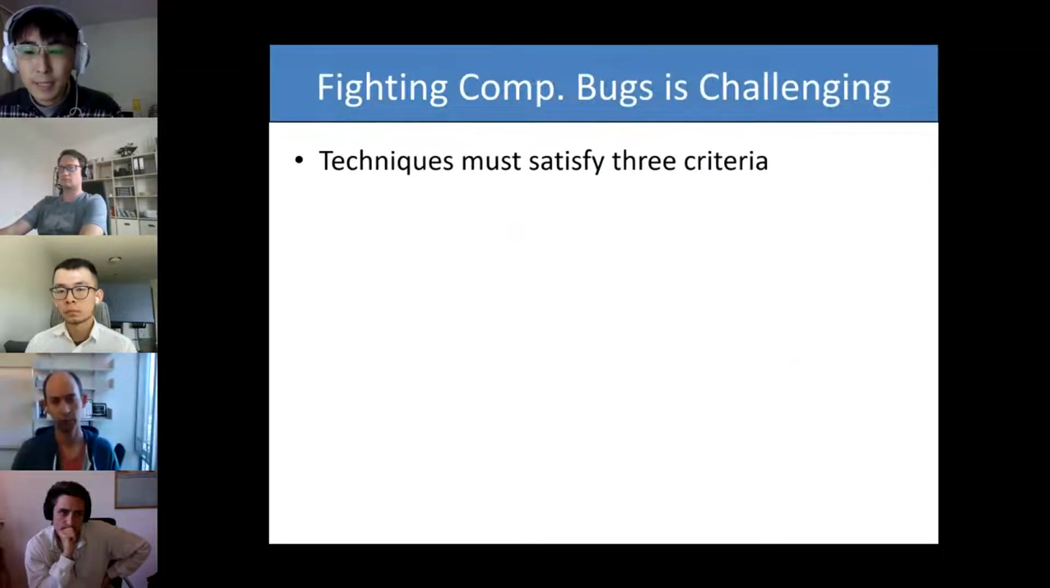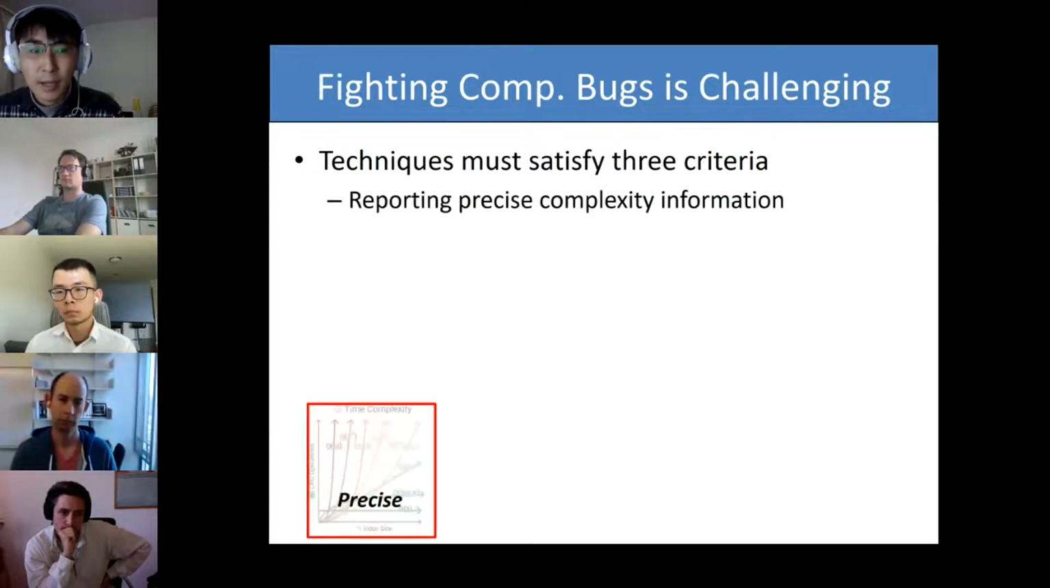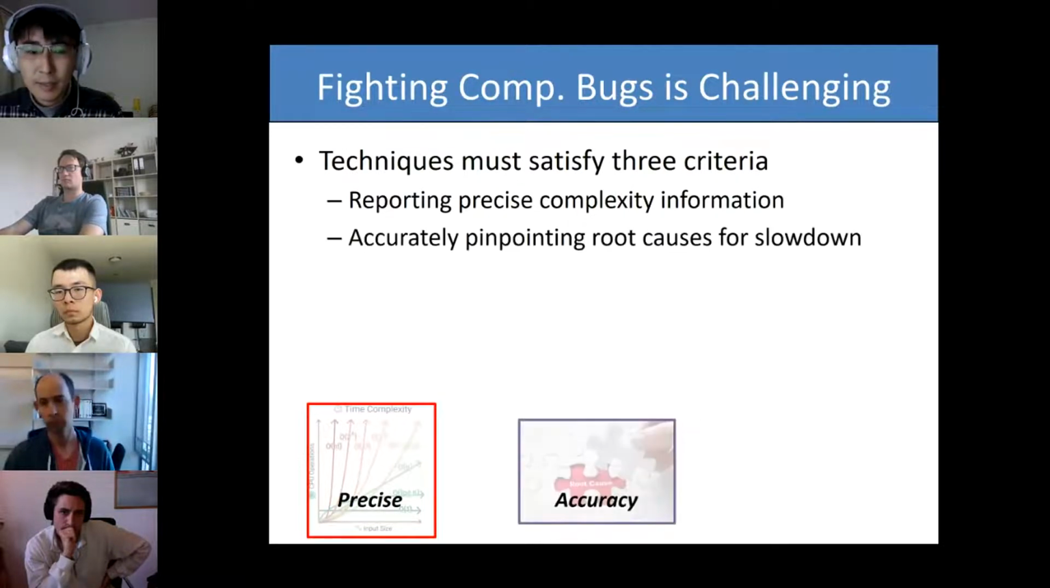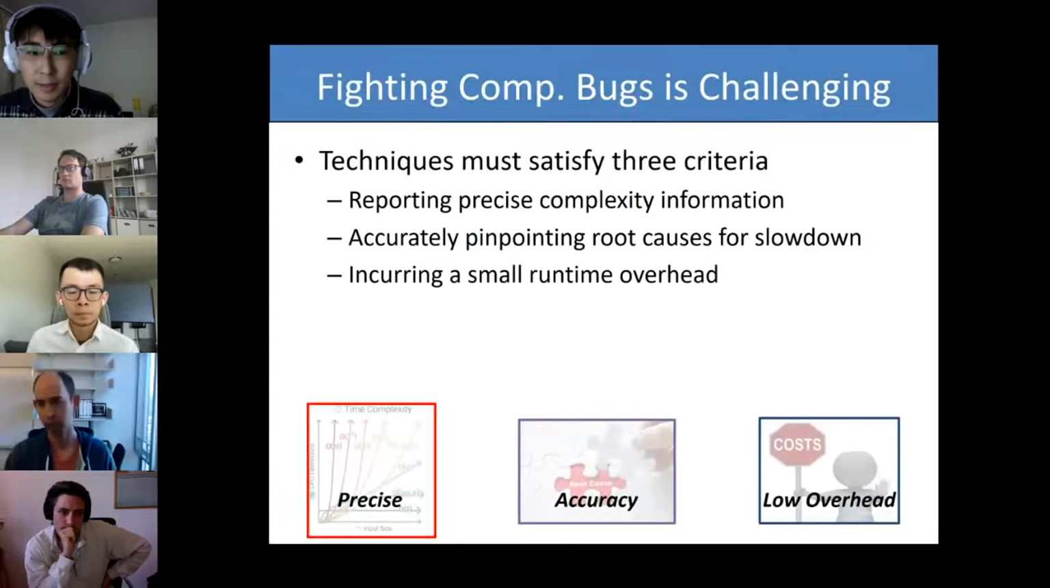However, fighting complexity bugs is challenging. A good technique needs to satisfy three requirements. Firstly, it must provide precise execution complexity for each piece of code. Second, for a slowdown caused by a complexity problem, the technique must accurately pinpoint where the root cause is.